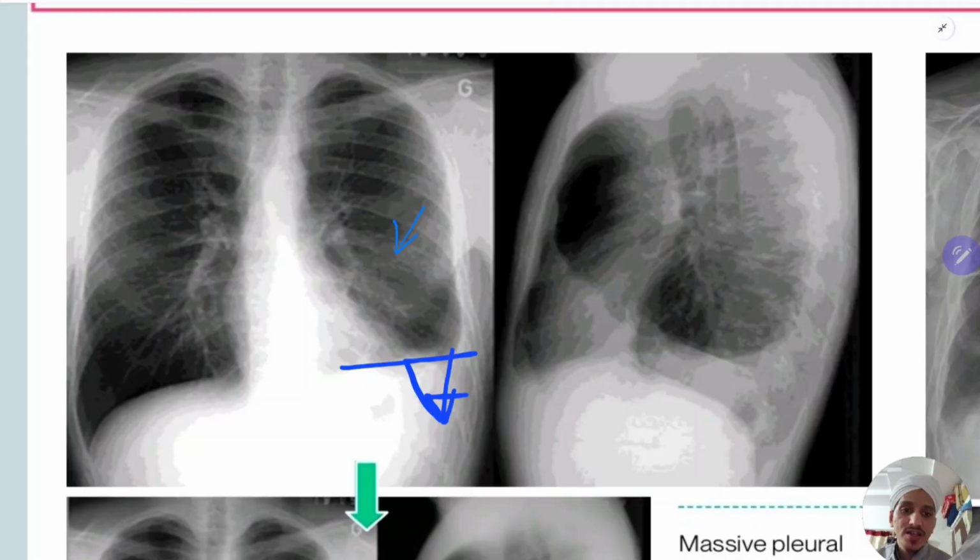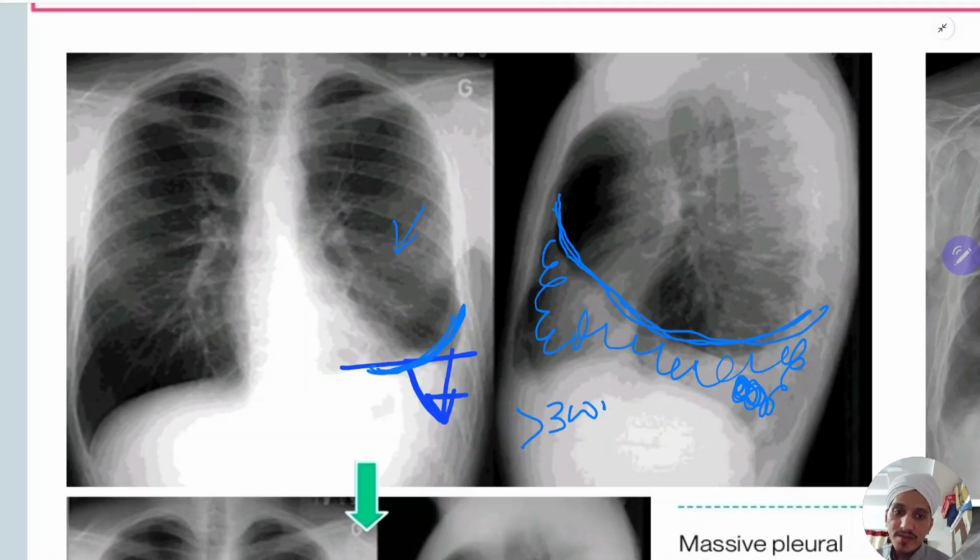Now the same thing you see here, and this is more sensitive, an effusion starting from here up to here. This is the meniscus sign in a lateral chest X-ray, and this is also a meniscus sign. This is called the meniscus sign. This is all a collection of fluid. So this is actually more than 300 ml, because in a PA chest X-ray, if you want to see effusion, the fluid should be more than 300 ml. That's why you are able to see it here.